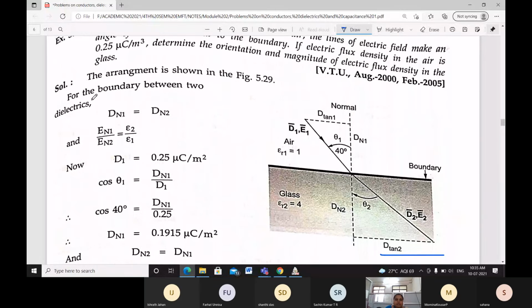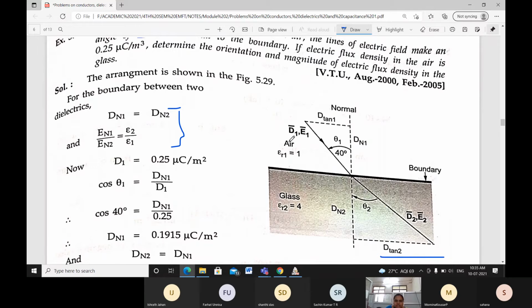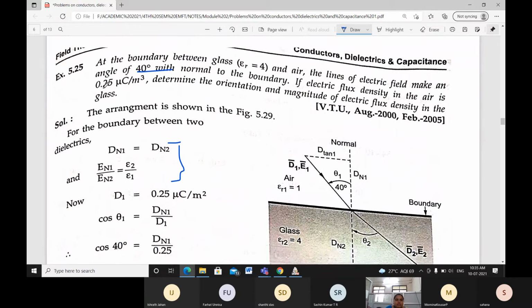Next, at the boundary between two dielectrics, air is also a dielectric and glass is also a dielectric. So what is the condition? dN1 should be equal to dN2, right? Therefore, we know these two equations: En1 divided by En2 is epsilon 2 divided by epsilon 1. D1 in this case is given as 0.25 microcoulombs per meter cube, that you have to take here.